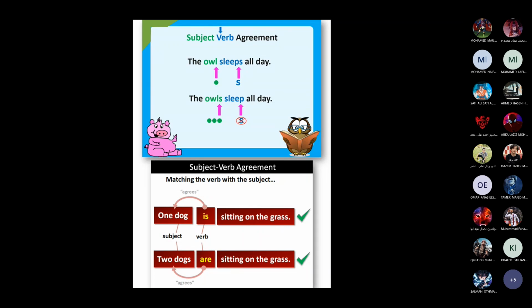Keep it in mind. The second example: two dogs are. The verb here is plural, yes, because the subject is plural. Whether the subject ends in s or not, forget it. Don't think about the s on the subject. Think about the verb. If the verb ends in s, the subject is singular. If the verb doesn't end in s, the subject is plural. That's it.